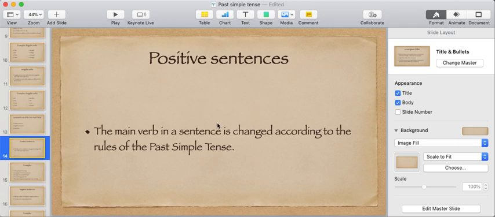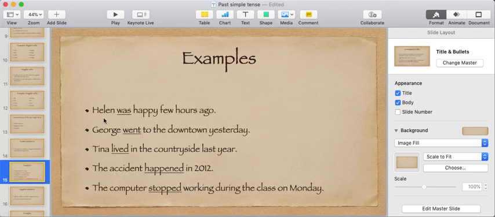When we talk about positive sentences, the main verb in a sentence is changed according to the rules of the past simple tense. So you remember, right? Either it's regular or irregular. Let's have a look at an example. Helen was happy a few hours ago. Or George went to the downtown yesterday. Or Tina lived in the countryside last year.